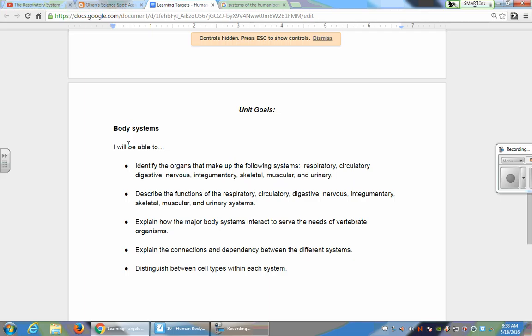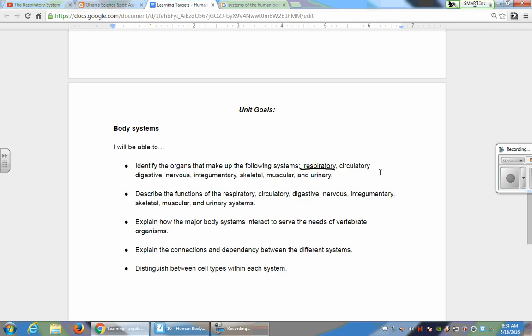The main things we're going to be able to do, we're going to identify the organs that make up the following systems. We're going to start today with the respiratory system, then we'll move on to circulatory, digestive, nervous system, and integumentary we'll talk a little bit about. We'll talk about skeletal, muscular, and then we'll also talk about the urinary system when we talk about the digestive system as well. So those ones we'll focus on.